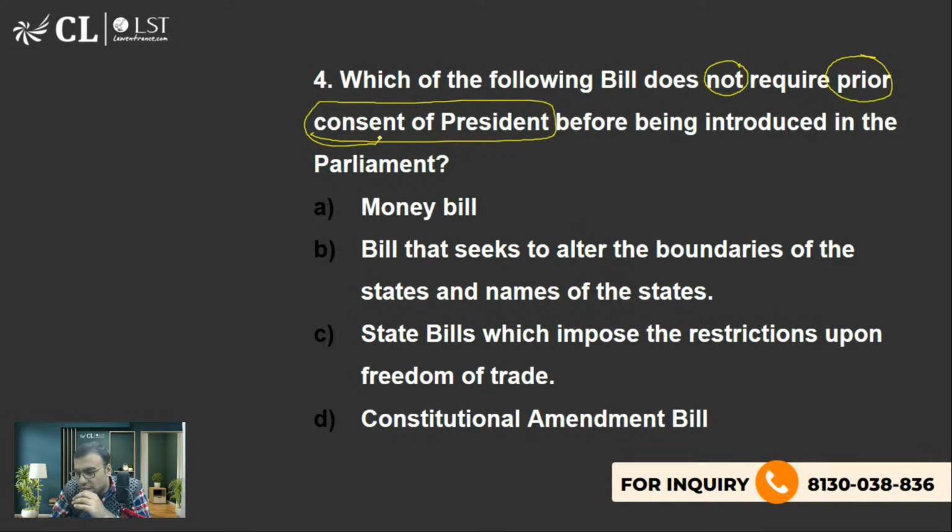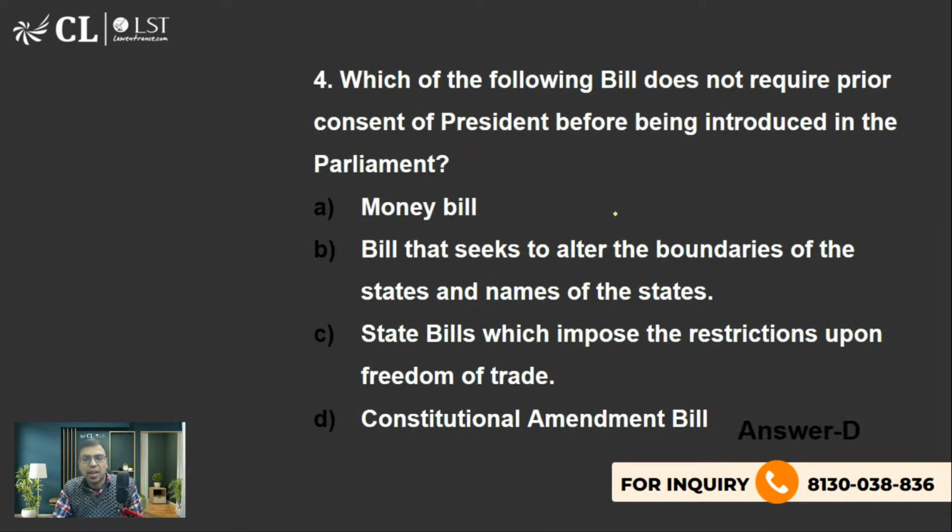So the right answer: in a money bill it is required. A bill that seeks to alter the constitutional bodies also. Right answer is D. Constitutional amendment bill does not require so. So right answer is D. In a money bill, of course, it is required, because a money bill talks about extracting money from the consolidated fund of India, etc. So it does not require. So the right answer is constitutional amendment.